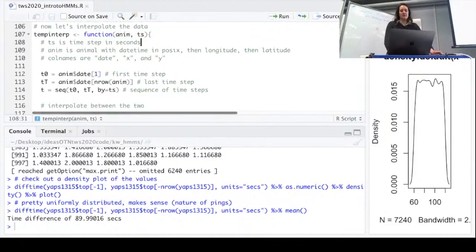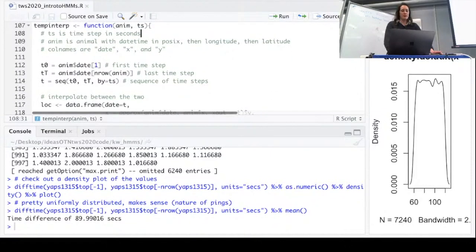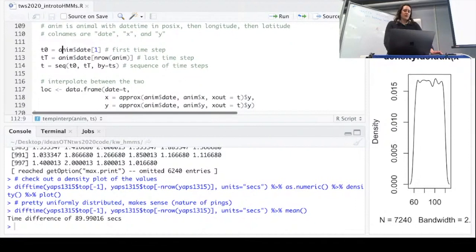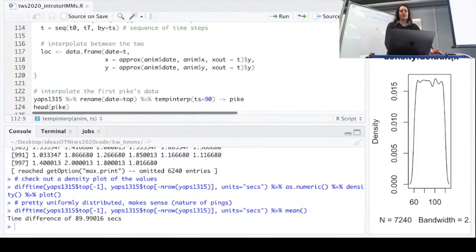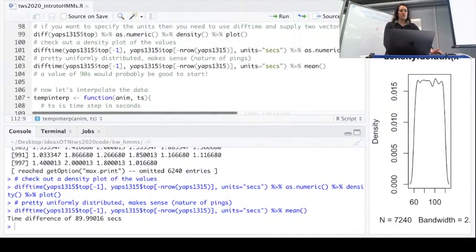So to start, let's go through this function really quick. You take the first observation, you take the last temporal observation, and then you calculate a regular sequence between those. That's just me calculating where I want those locations to occur in terms of my time scale. Then you use something called the approx function, and that's going to linearly interpolate your track. Okay? So we can just run this function.